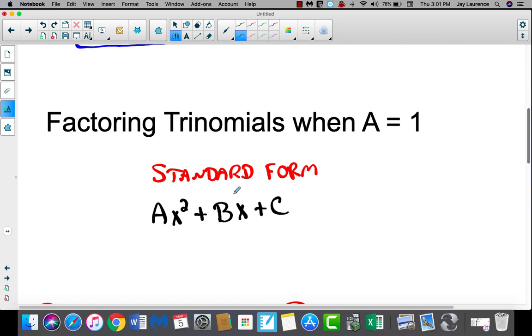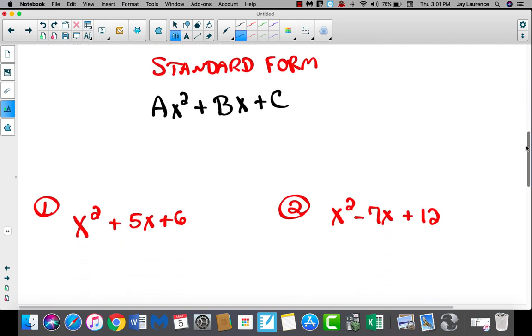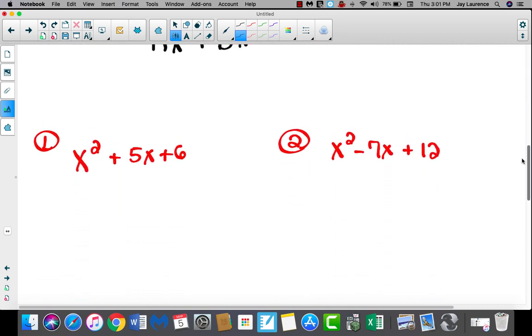This is why I'm always having you write them in this order, if you notice that. Okay? So we're only going to factor situations where a is 1 today. Later on, we'll do situations where a isn't 1. So let's take a look at these 2 examples, and then you can try a couple examples.